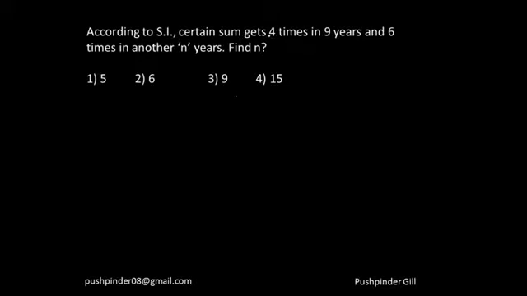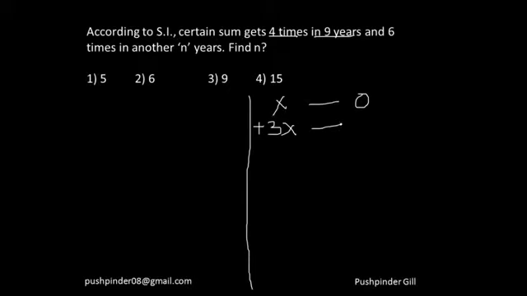So it is becoming 4 times in 9 years, 6 times in another n years. So let's see the logical way. Let's suppose I invest X dollars and it is 0 years right now. So it is becoming 4 times in 9 years. That means it is increasing by 3x in 9 years. Fine. And 6 times in another n years.